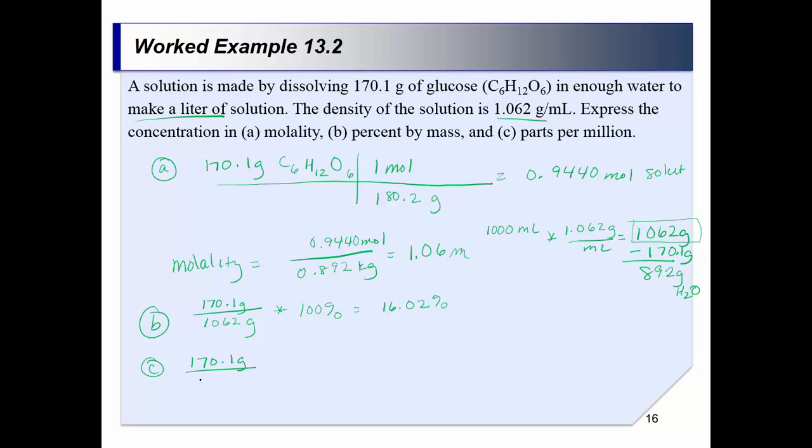For C, I'm asked to find parts per million, and it starts the same way as percent mass. 170.1 grams, because that is the mass of my solute, divided by the mass of my solution, 1062, which I found up here. This time multiplied by a million, because I'm looking for parts per million. So in this case, I have 1.602, I'm going to use significant digits or scientific notation, times 10 to the 5, and that's ppm.